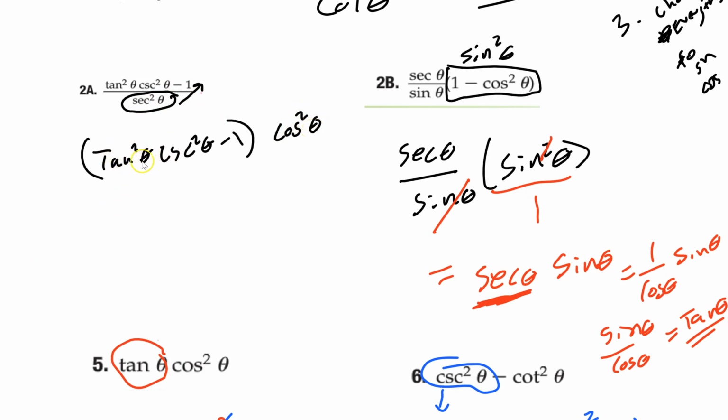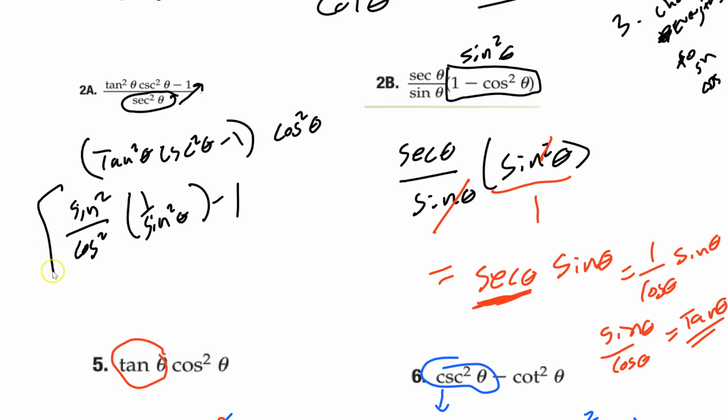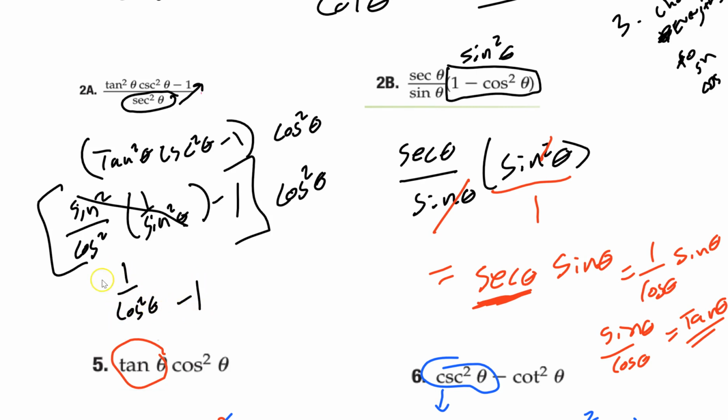Now let's see if I can do anything here. So tan is sine over cosine. Since it's squared, they're both squared. Cosecant is 1 over sine. Just put thetas on everything, honestly. Minus 1. So this tan is sine over cosine, cosecant is 1 over sine. Look what happens. Boom. 1 over cosine squared minus 1, times cosine squared.